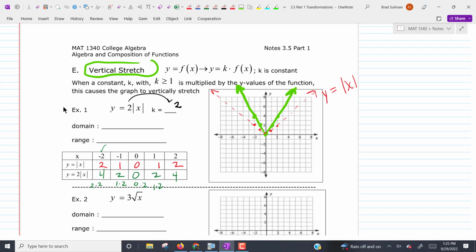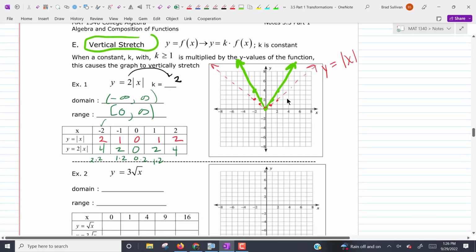So what we're going to find on these problems is that number right there. If that number is bigger than 1, then these y values are going to get bigger, therefore it stretches. If that number was like 1/3, it would make them get smaller, okay? So you want to understand how the math works. With this one, the domain is going to be all real numbers. The range, okay, we start at 0 and we get bigger. So that's it. You've got to understand why we're multiplying by 2. The reason is because that's what the problem says, right? Okay. All right, let's do the next one here.